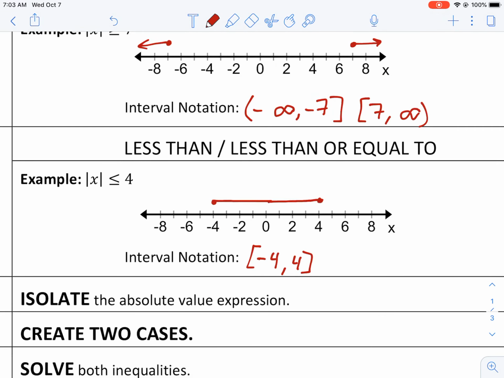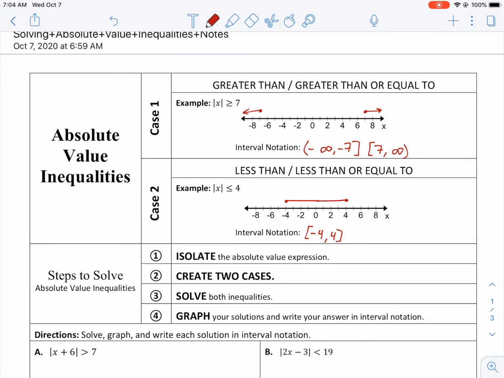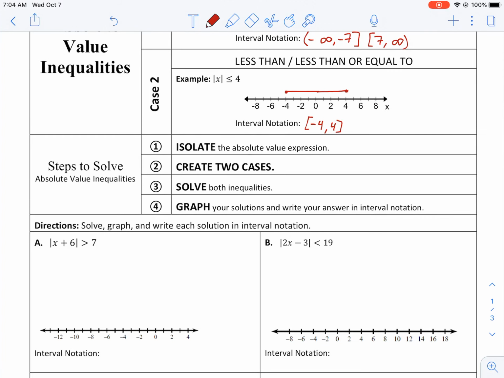So if you have a less than sign, all right, it's going to be the and compound inequality where they come together. Greater than sign, they're going to be going opposite. So that's one thing that you have to keep in mind. So we're not going to be doing too many notes today, all right? We're going to isolate, just like before, create two cases, solve, and graph, okay?